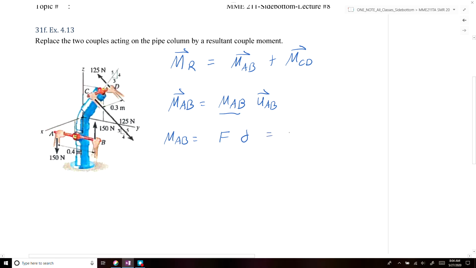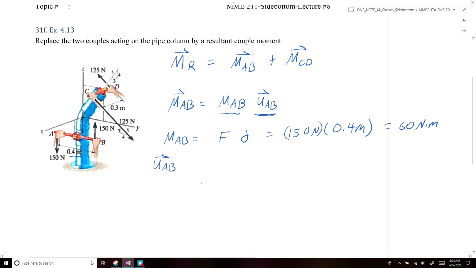So that's going to be equal to 150 newtons, which is our force, and then the shortest distance between our two parallel forces is given to us as 0.4 meters. So that would give us a value of 60 newton meters. Now we need to calculate what UAB is.